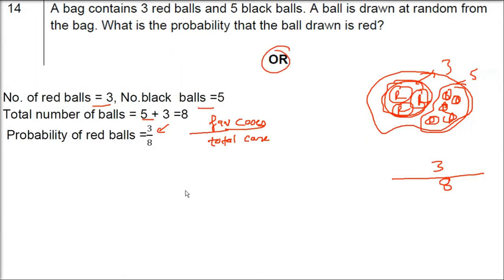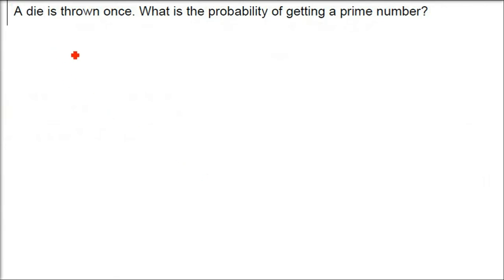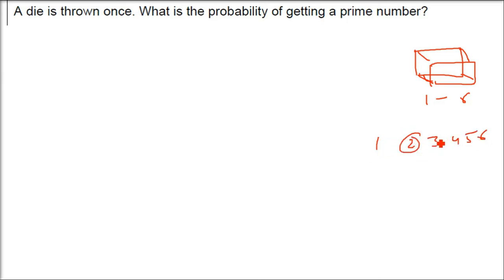Now this is OR. So either you have to do this or you have to do this, whichever is good for you. A die is thrown once. What is the probability of getting a prime number? Die is basically a cube. So it has all the faces numbered 1 to 6. There are 6 faces of a cube. Now, what is the probability of getting a prime number? So in 1, 2, 3, 4, 5, 6, just write the numbers and try to find out which are the prime ones. 2 is a prime, 3 is a prime, and 5 is a prime.